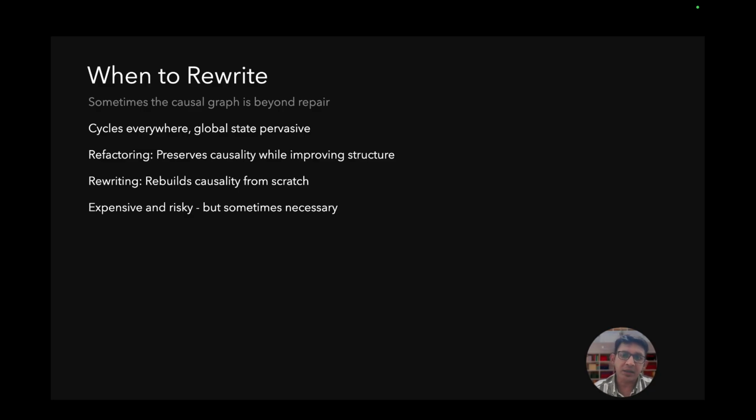Now, it's important to understand the difference between refactoring and rewriting. Refactoring preserves causality while improving structure. Rewriting rebuilds causality from scratch. Rewriting is expensive and risky, but attempting to maintain an incomprehensible system is also expensive. Sometimes the causal depth is so high that the only way forward is to start over with explicit causal design.